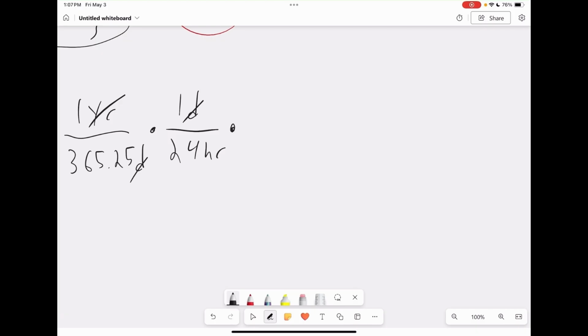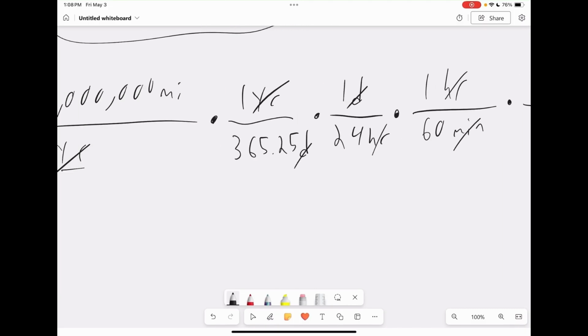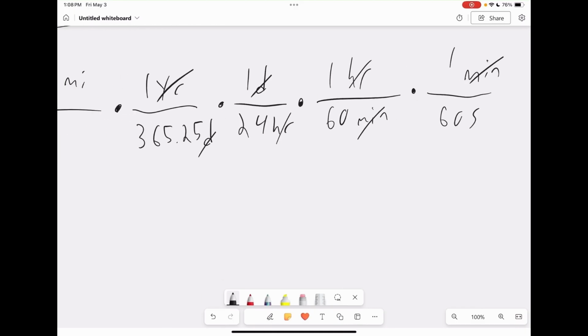I want that in seconds, like I said. So we're going to multiply this. In 1 hour, there are 60 minutes. That cancels my hours. And then there's 60 seconds in a minute. I'm going to put minutes on top, like this. So now all my units are canceling, going diagonal, and I have seconds on the bottom. Perfect. So now I've got this in miles per second.